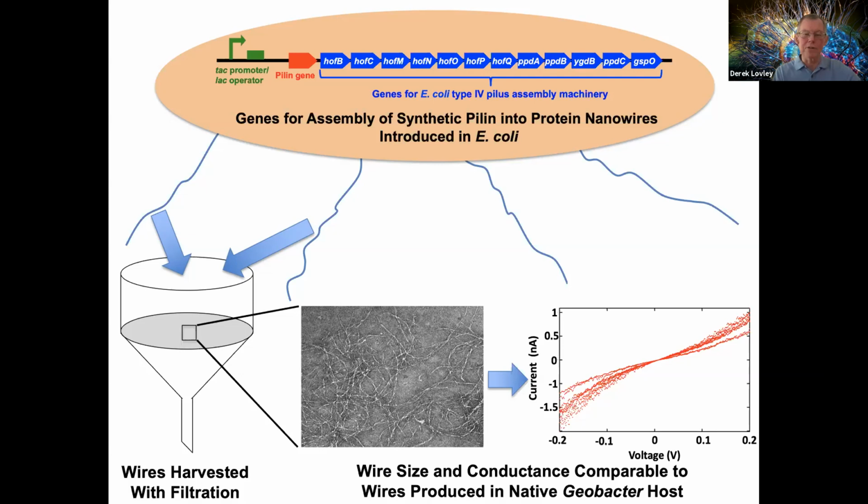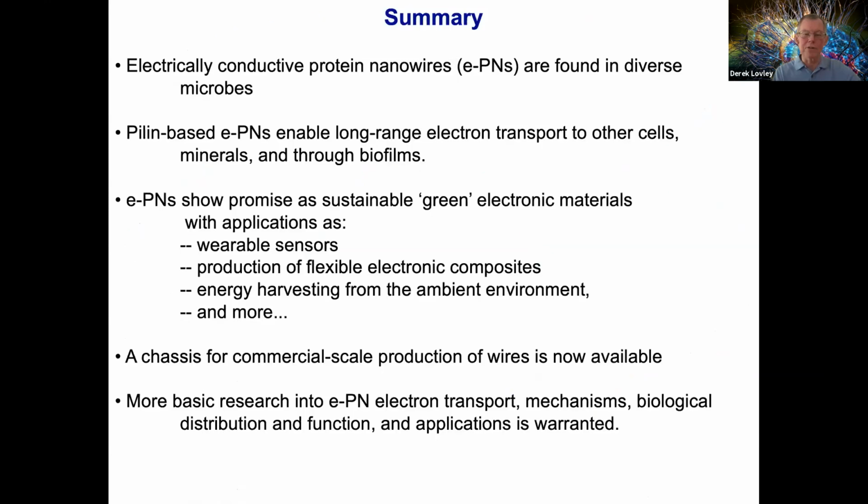I hope it's clear that I know I focused on Geobacter, but there's a lot of microbes that have nanowires. They have long-range electron transport to other cells, minerals, biofilms, but they also show promise for electronics, and we've already made devices for sensors, flexible composites, and I really like this concept of sustainable energy harvesting from the ambient environment.